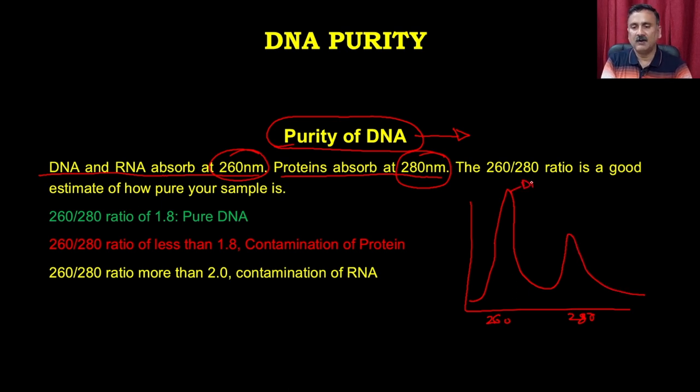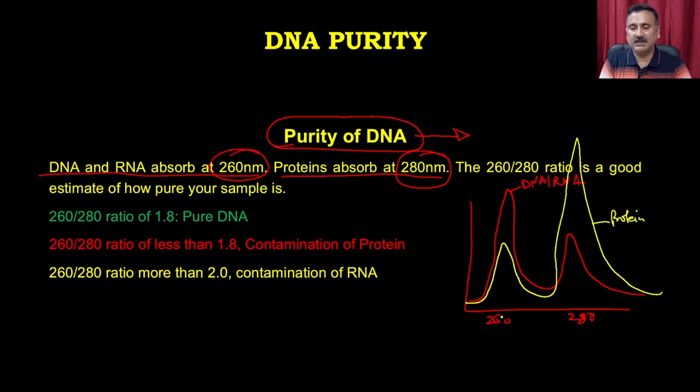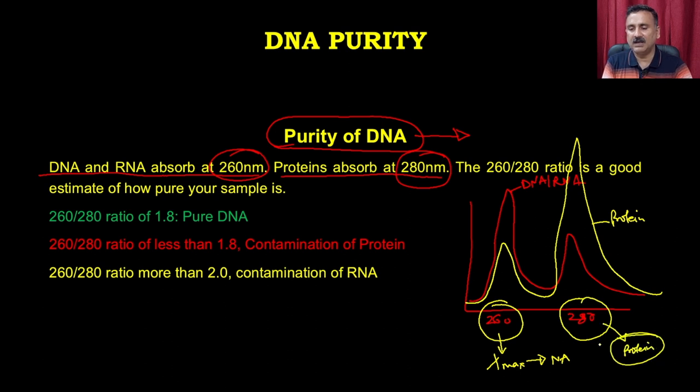So this is for DNA and RNA, whereas for the proteins, it is going to be like this. So this is for the protein, right? Now what you see here is that this is showing a lambda max for the nucleic acid, whereas this is the lambda max for the protein. But it does not mean that the protein is not contaminating or does not have any absorbance at 260 nanometer.